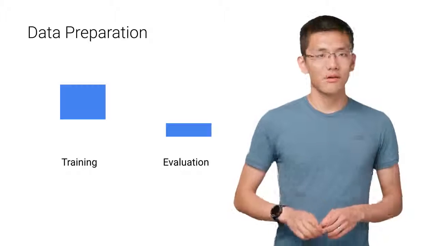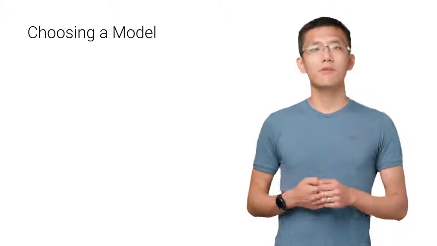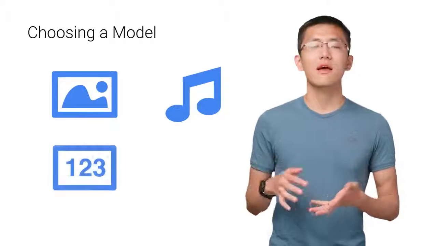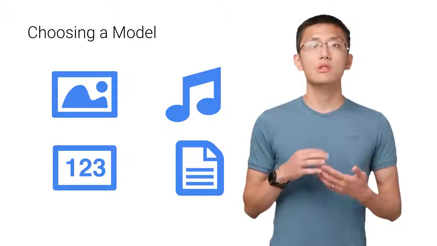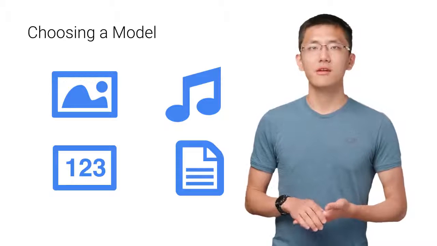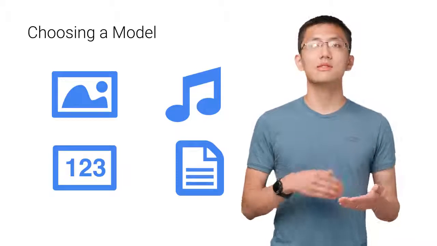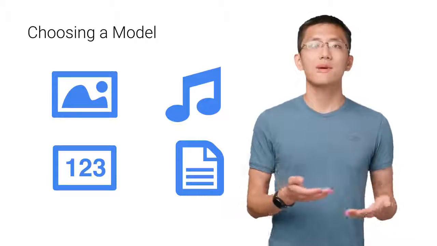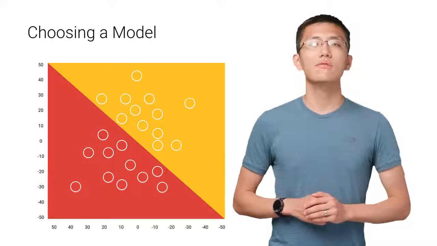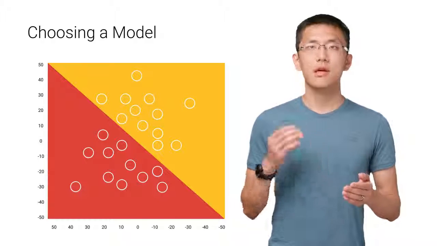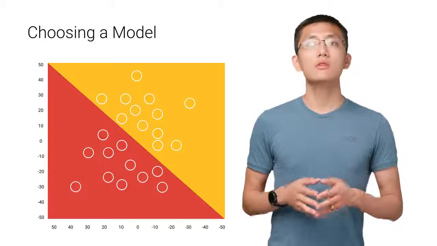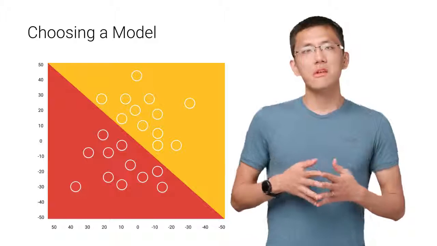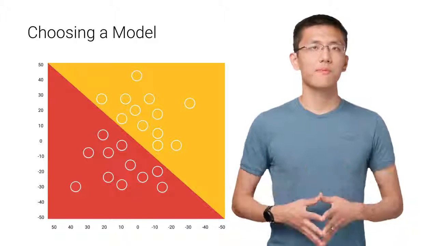The next step in our workflow is choosing a model. There are many models that researchers and data scientists have created over the years. Some are very well suited for image data, others for sequences such as text or music, some for numerical data, and others for text-based data. In our case, we have just two features: color and alcohol percentage. We can use a small linear model, which is a fairly simple one that'll get the job done.